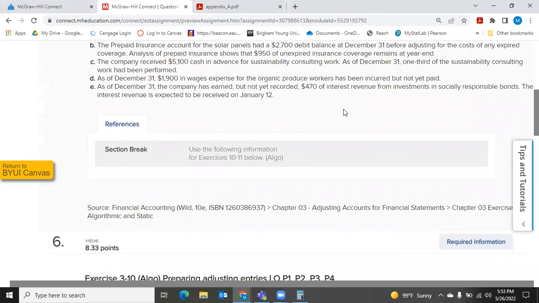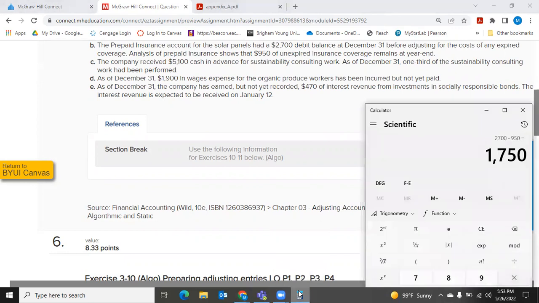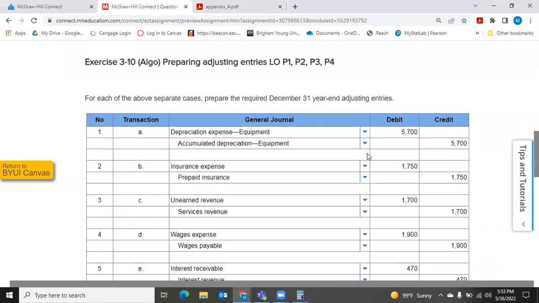On C, the company receives $5,100 in cash in advance for sustainability consulting work, and as of December 31st, 1/3 of that has been performed. Again, they're not asking us to do the initial payment entry. They're asking us to do the adjustment. Since we've earned 1/3 of the 5,100, I'm just going to divide that by 3. Okay, during this month, we earned $1,700. So my adjusting entry will be to debit unearned revenue. Remember, that's a liability. We're saying we no longer owe that money because we've now earned it, and then credit the service revenue account to record that we actually earned that money.